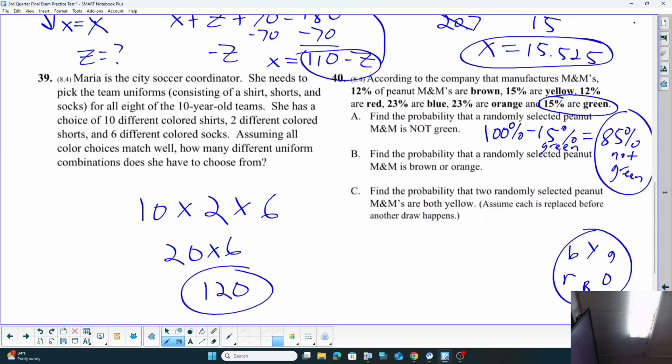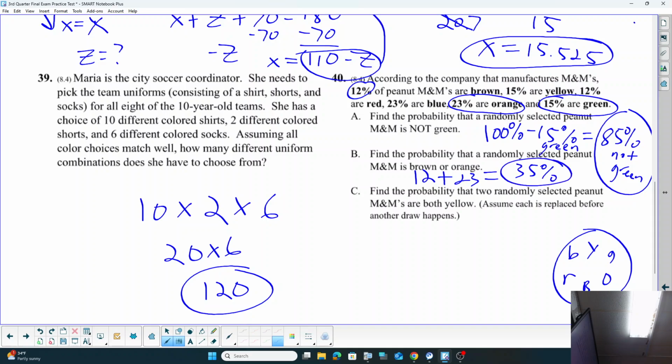Find the probability that a randomly selected peanut M&M is brown or orange. So or means to add. So brown is 12% plus orange is 23%. And so that's going to be 35%.